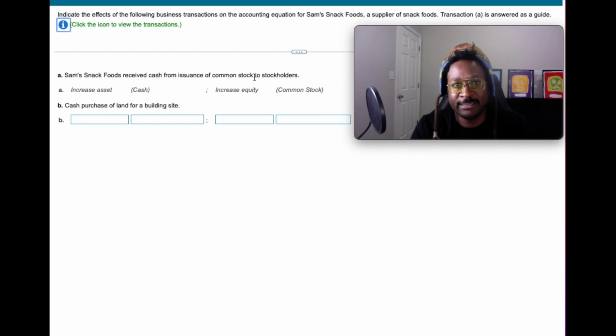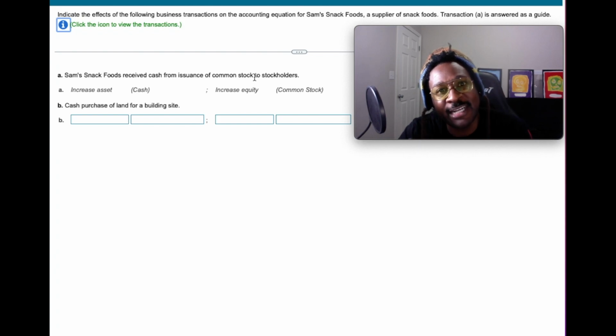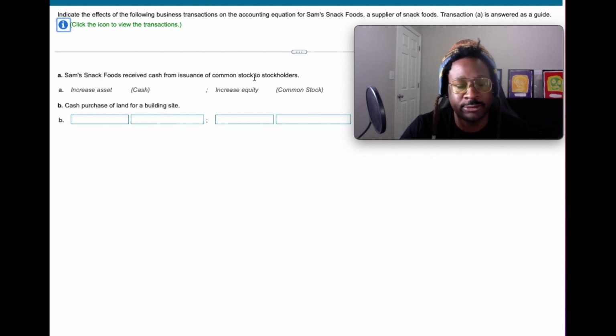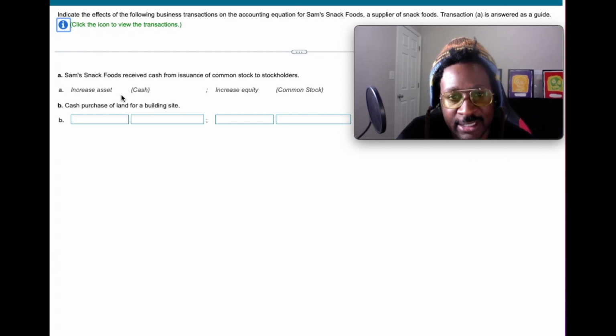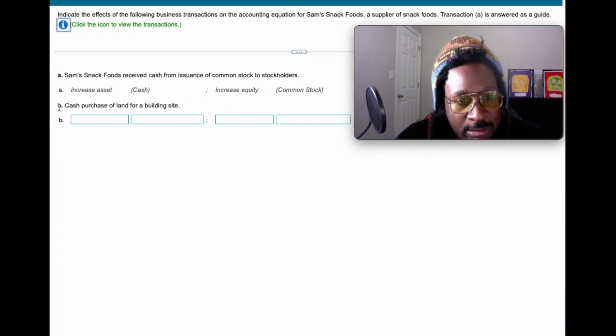Cash and common stock. So cash we already know is an asset, and common stock is a part of stockholders' equity, particularly paid in capital. So when we issue common stock for cash, what is happening to the company? Cash is going up in the business, and common stock is also going up, causing stockholders' equity to go up. So the answer would be increase the asset, account cash, and increase stockholders' equity, account common stock. Easy breezy. Let's try this other one.